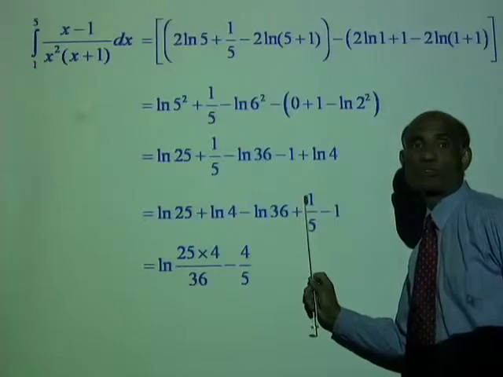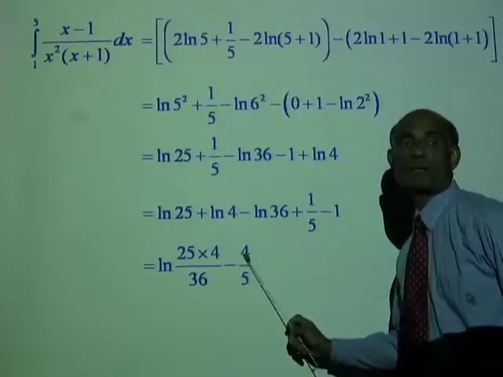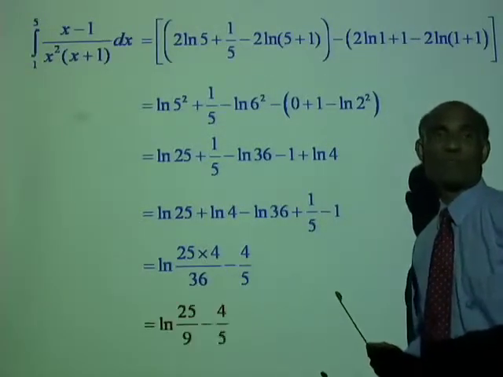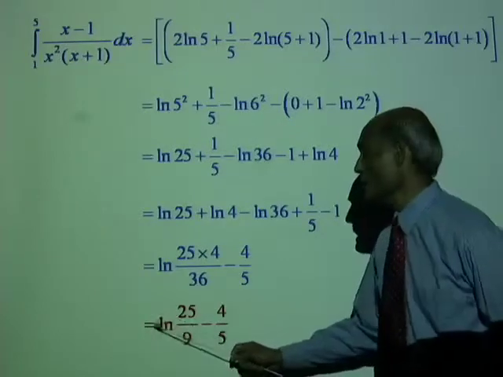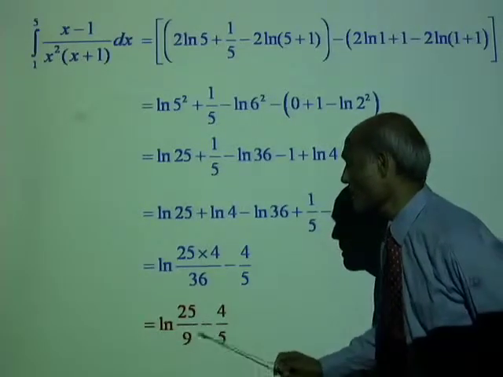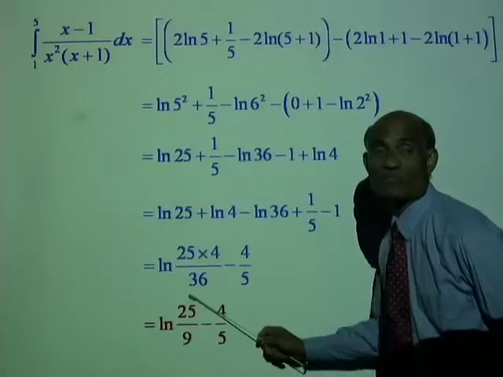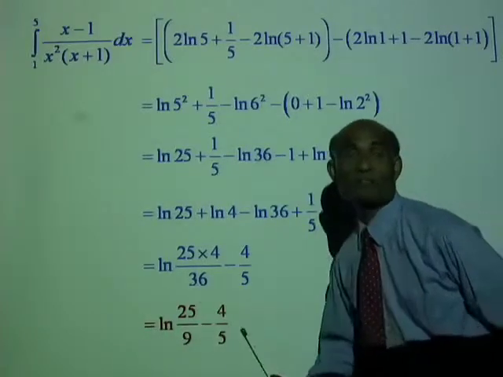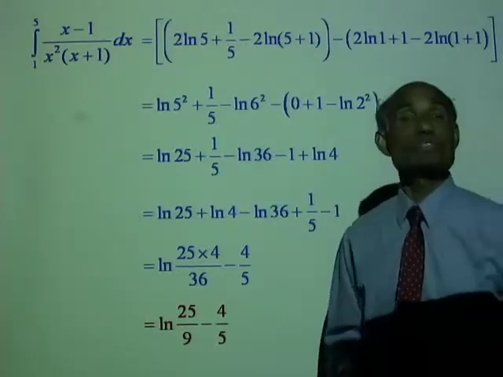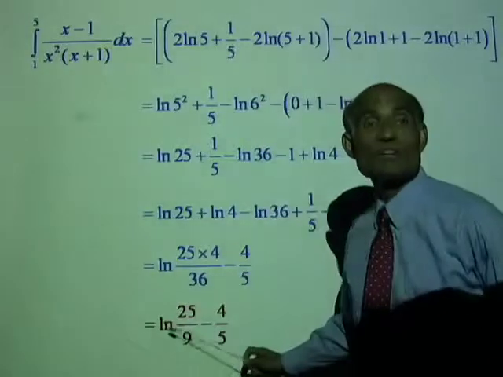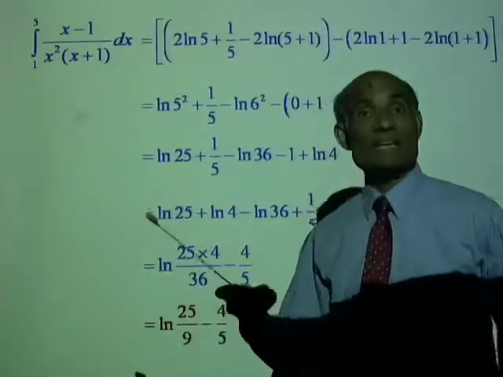Minus, this is plus 1/5 minus 1 is minus 4/5. And that will be ln of 25 over 9 minus 4/5. This is the exact value of that integral. And it's always desirable to leave the expression as an exact value.